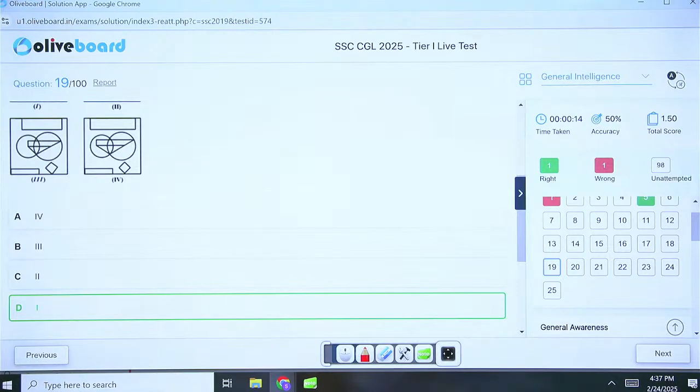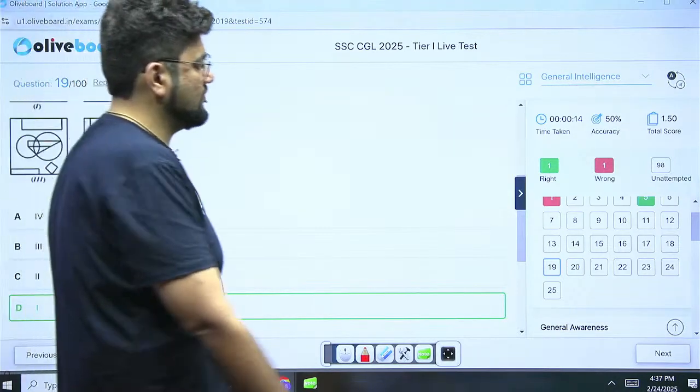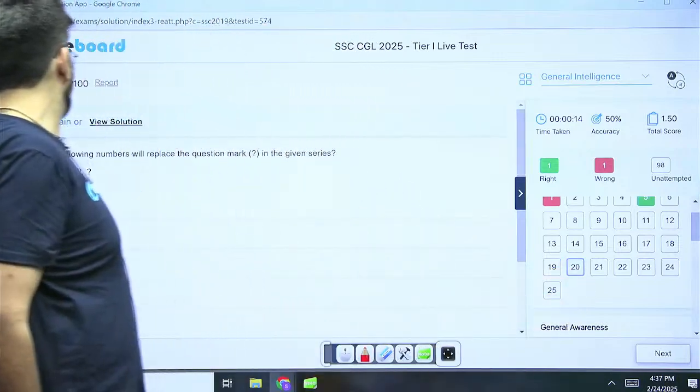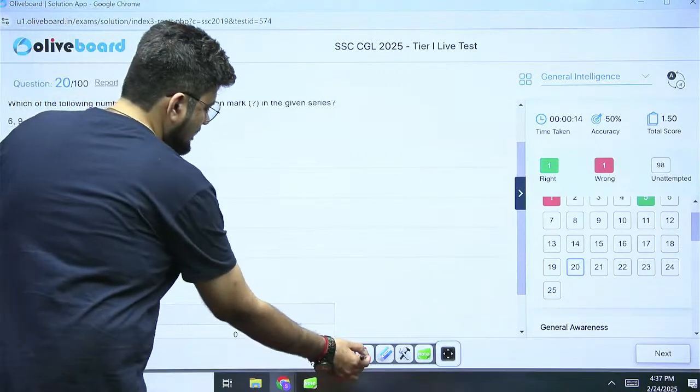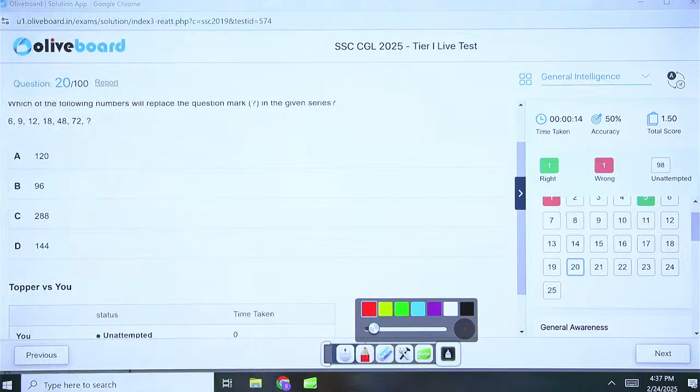Okay guys, hopefully this is clear. Next question, question number 20. Oh, very easy. What is the logic? Come on, don't stop giving me answers. Keep chatting, keep giving me answers. I like interactive classes.